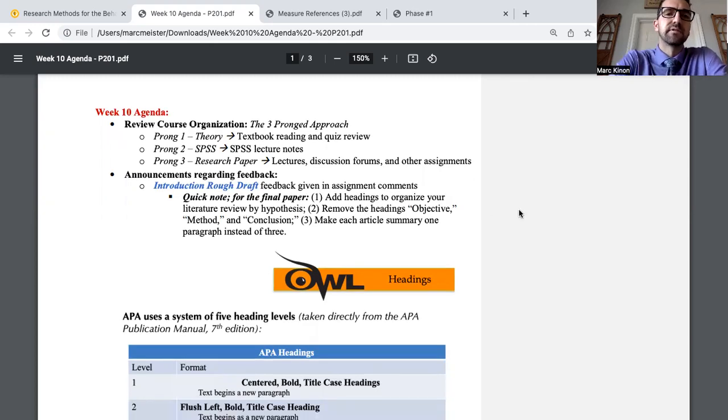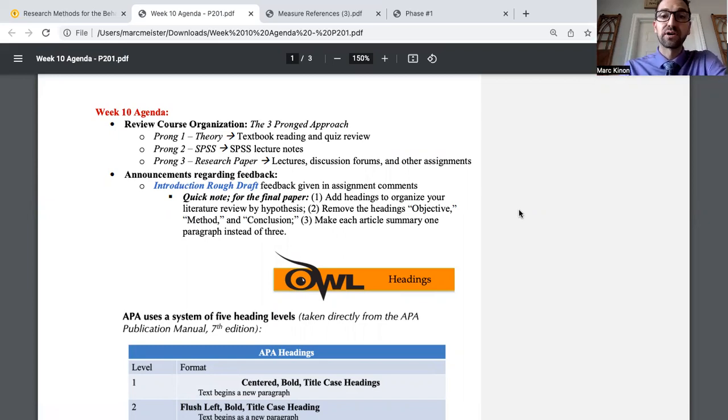So speaking of the rough draft, I gave you introduction rough draft feedback, and I gave it to you as assignment comments. One quick note as we get closer to the final paper is with regards to your article summaries. You all have done the article summaries well, and you've included headings for objective, methods, and conclusions. But to take your literature review, which is part two of your introduction section, to the next level, I want you to start using headings.